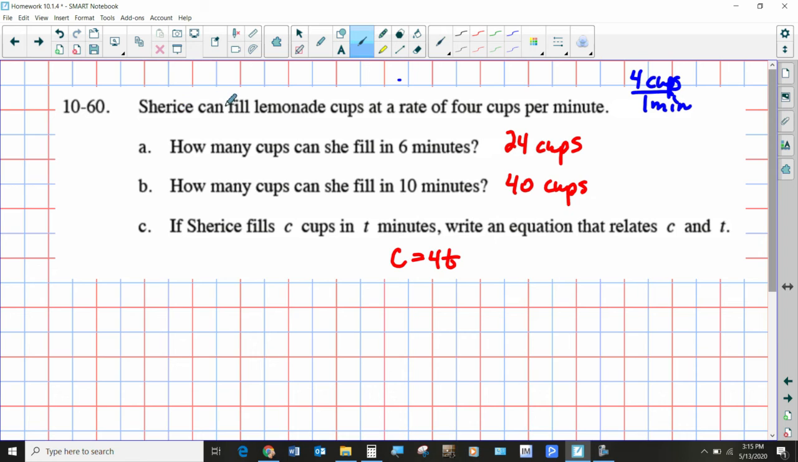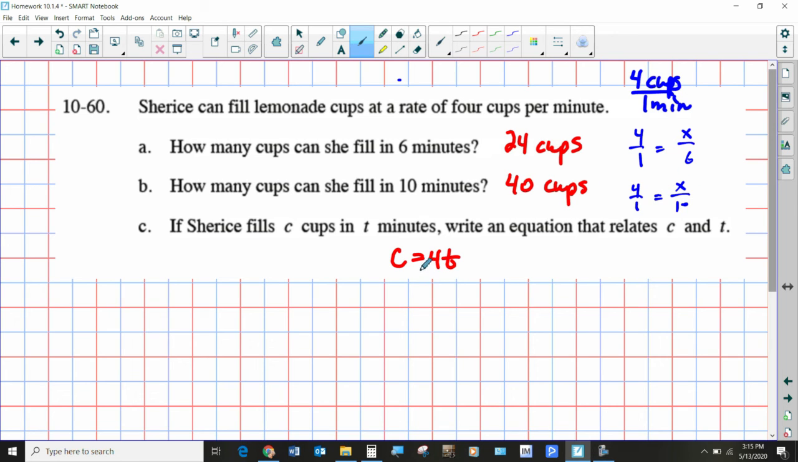Charisse can fill lemonade cups at a rate of 4 cups per minute. So that's a unit rate, correct? So if it's 4 cups in a minute, that would be 8 cups in 2 minutes and 12 cups in 3 minutes and so on and so forth. So basically, we're just going to say 4 over 1 is equal to how much over 6 minutes. And you can see what your multiplier is going to be. You multiply the 4 times the 6, and you're going to get 24 cups. Do the same thing. How many cups in 10 minutes? Your multiplier is going to be a 10, so 4 times 10 is 40.